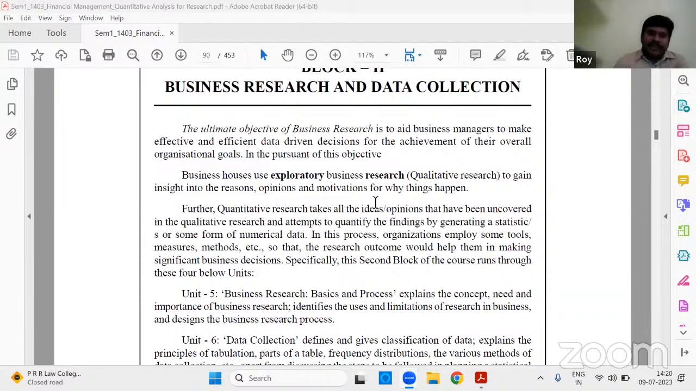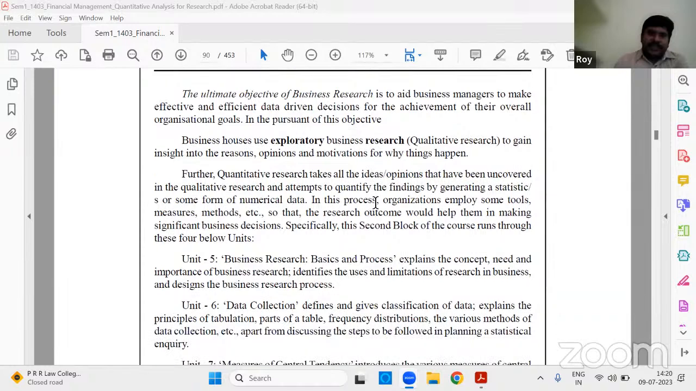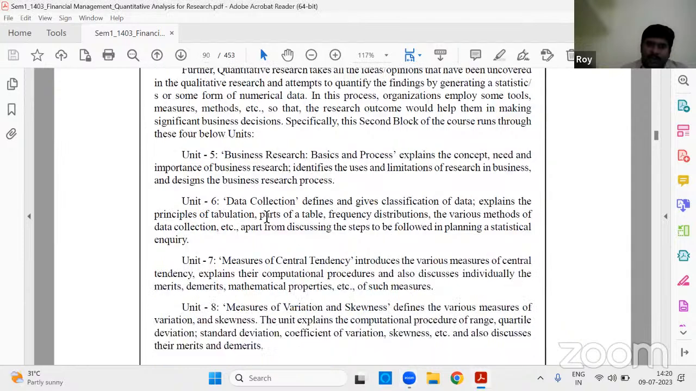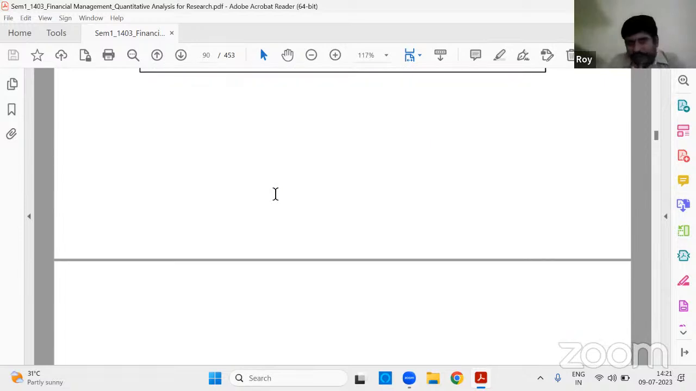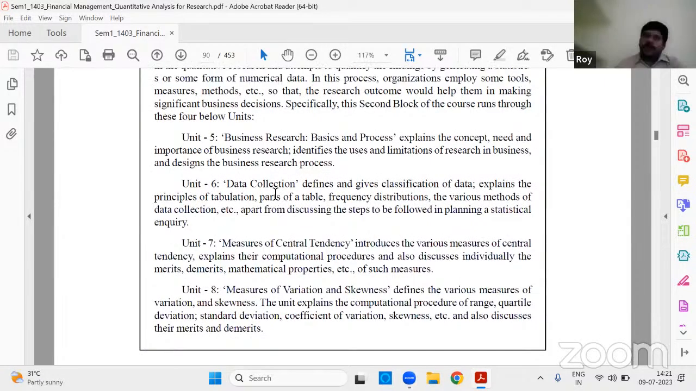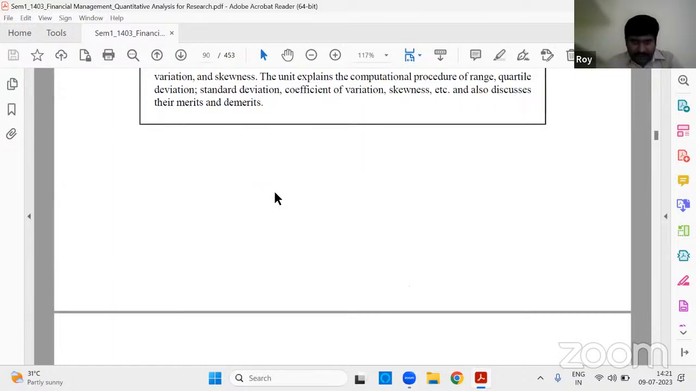Now, in research, this is what we are going to study. In general, what is business research? We will tell what is research and all this stuff. And in data collection, what are the various ways we have to collect the data, and how to measure central tendency, and what is variation and skewness in the method. The 7th and 8th units are a bit problematic. 5 and 6 are theoretical units. Whenever I say theory, you learn by heart each and every topic in that particular unit. Very easy. Okay, let's go into the 5th unit.